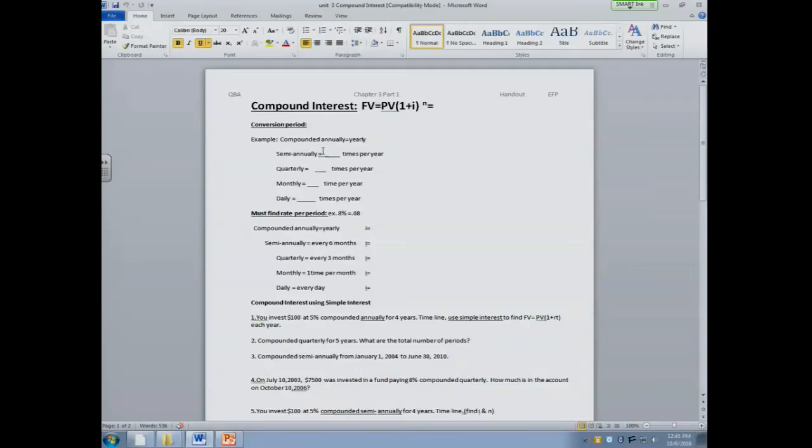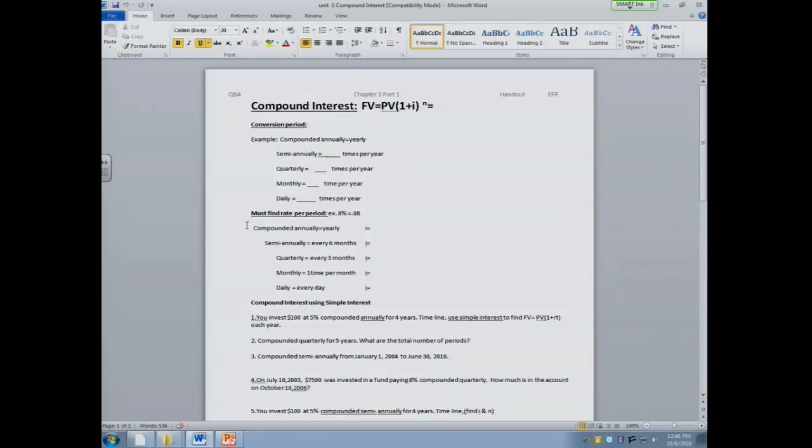Compound annual interest. If I say it's compounded semi-annually, that means it's twice a year the interest will be added on to the principal. If I say quarterly, it's 4 times a year, or every 3 months. Monthly is 12 times a year, and daily will be 365, or if it happens to be a leap year, yes, it will be 366.